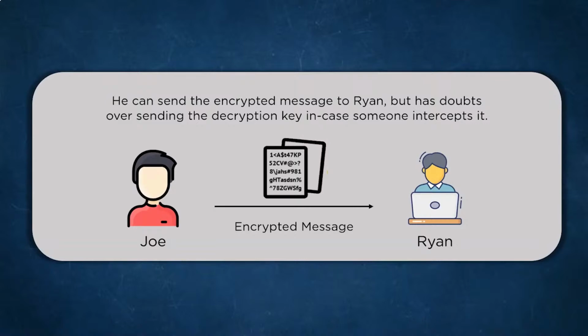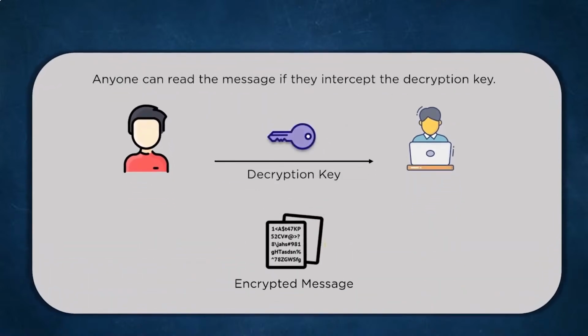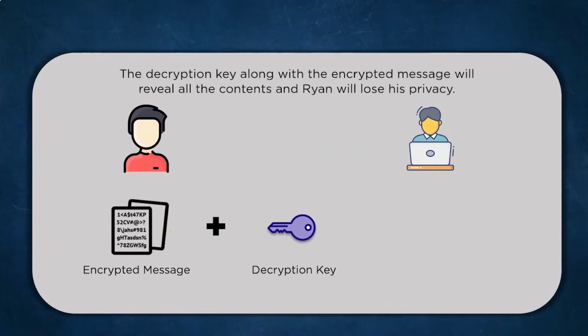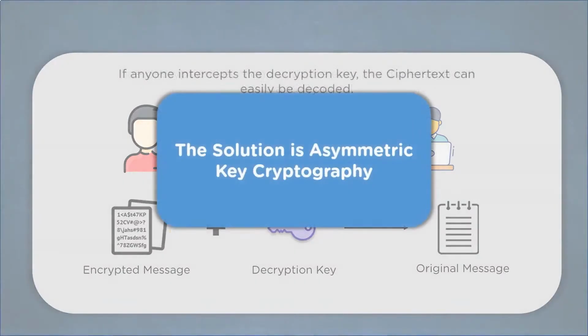But here's the tricky part. How will Joe send the required decryption key to Ryan? The sender of the message as well as the receiver need to have the same decryption key so that they can exchange messages. Otherwise, Ryan cannot decrypt the information even when he receives the ciphertext. If someone intercepts the key while transmitting it, there is no use in employing cryptography since a third party can now decode all the information easily. Key sharing is a risk that will always exist when symmetric key cryptography is being used. Thankfully, asymmetric key encryption has managed to fix this problem.